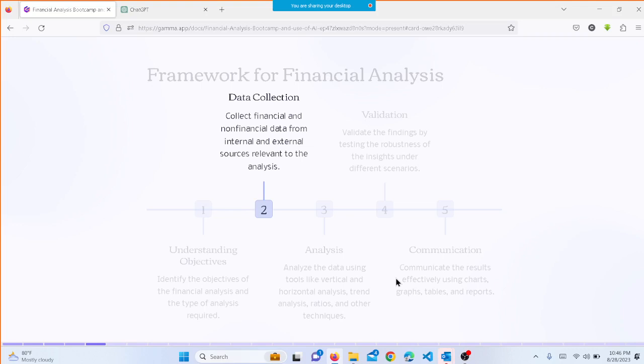So we have to collect financial and non-financial data from internal or external sources. Internal sources, if we are within the company, could be your profit and loss statement, details, GLs (general ledgers), manual journals, voucher entries, or any other operational reports that you may be getting to support the financial numbers.